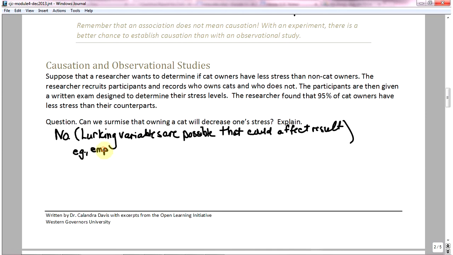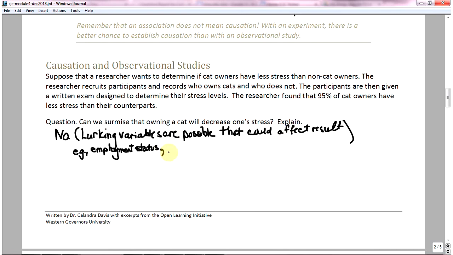So employment status. Perhaps the folks who are employed may have had cats. More people who were not employed may not have had cats. So that would be a variable that was not considered as part of the study that could very well affect the results.